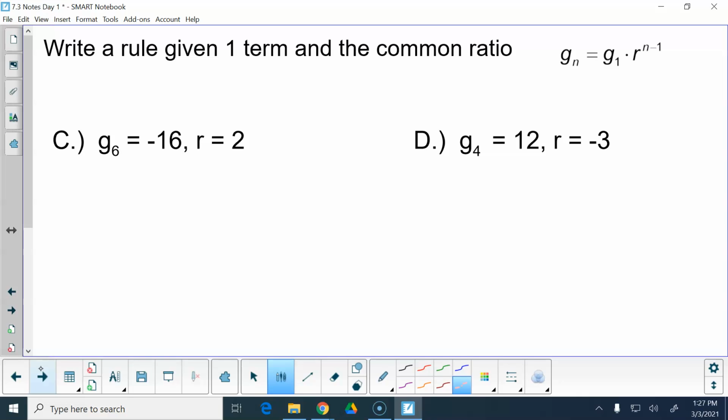So if you're given one term and the common ratio, then we take the term that we're given and we utilize it with our rule. So this is basically saying that -16 is equal to my first term times my R value. I know my R value is 2 to the 6 minus 1 power, because -16 is the 6th term. You're solving for the first term, because we need the first term and we need R, right?